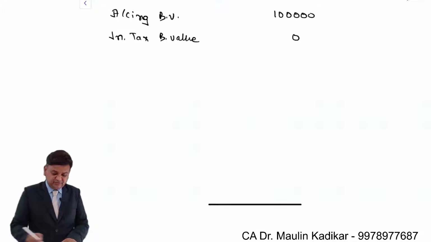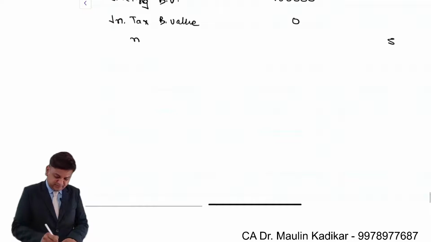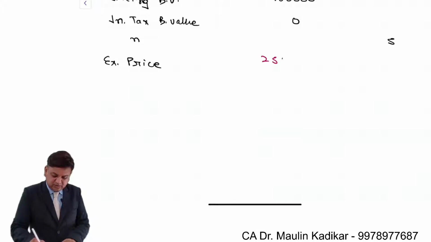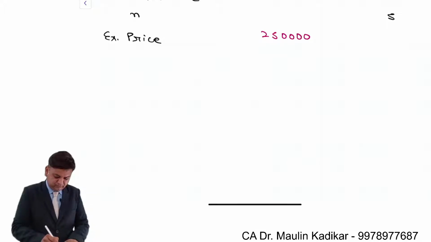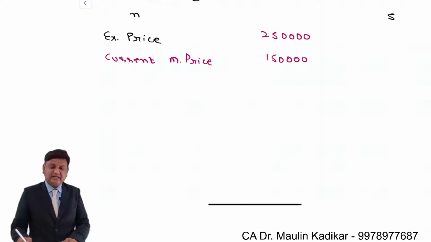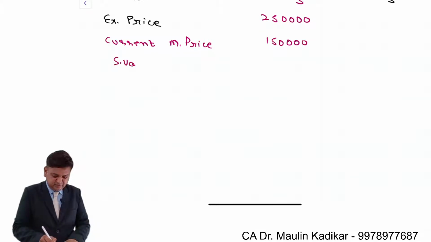It is estimated that the machinery will be useful for 5 years. So N is 5. The supplier of the new machinery has offered to accept the old machinery for 2,50,000. So the exchange price is given to us. Let's say they are ready to pay 2,50,000 for our existing machinery X. Market price of the old machinery is 1,50,000, so the current market price is 1,50,000, and it is expected to be 35,000 after 5 years. So even after 5 years, it will have a scrap value of 35,000.